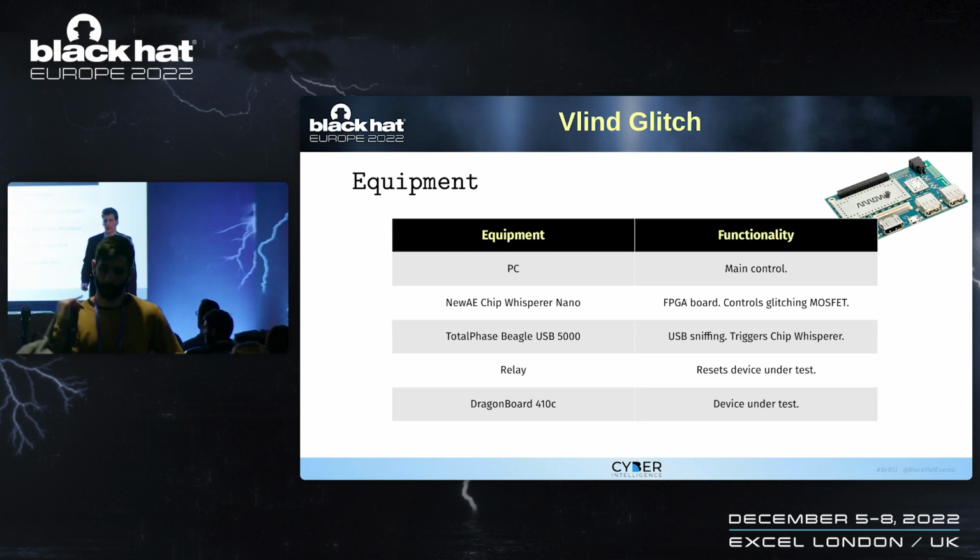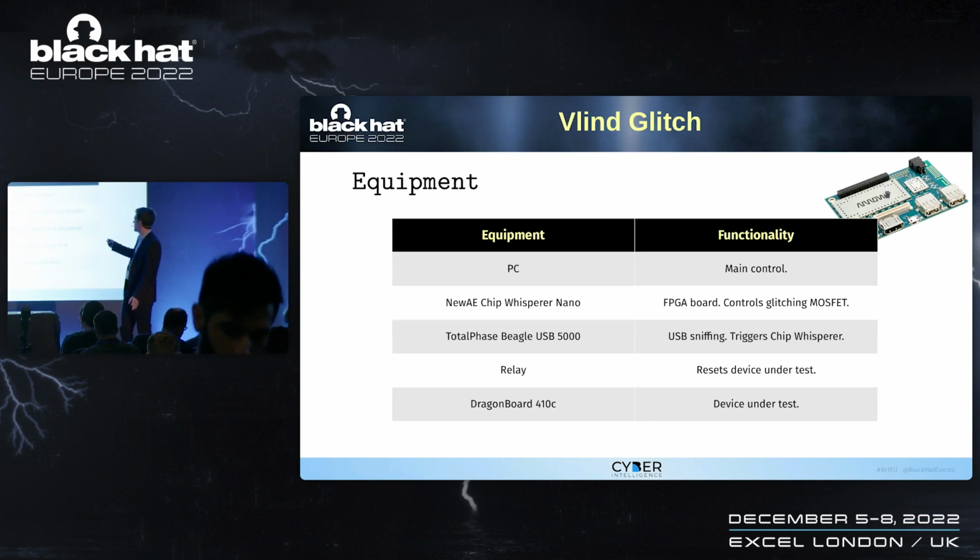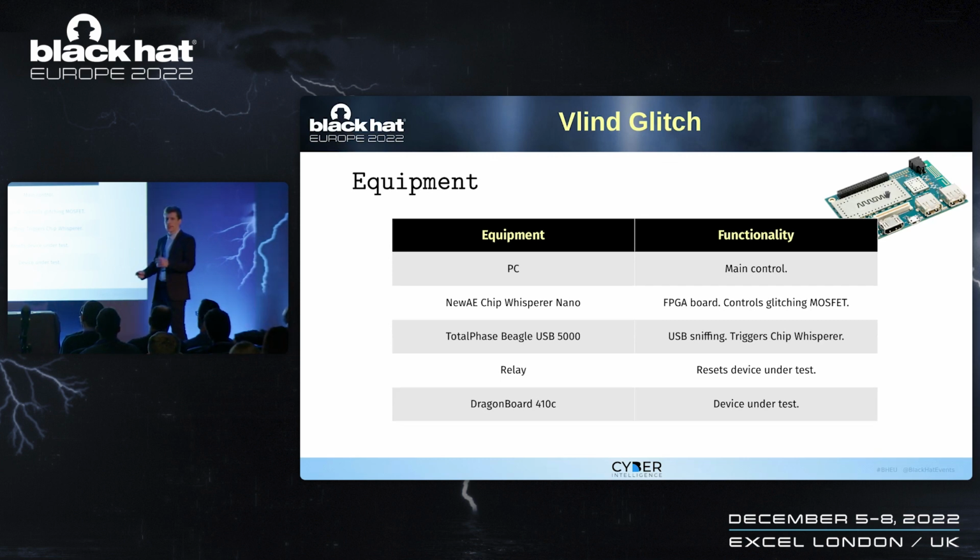Okay, so as Hector explained earlier, we have the PC, that's our main control. Then our FPGA, the one we're going to use to actually glitch the device, is the ChipWhisperer Nano. This is controlled by our PC, but it's going to be triggered by our USB sniffer, in this case the Beagle. And the way we reset the board is thanks to a relay. That relay is connected to the power supply of the board. With our PC, we activate the relay, cut power, and then restart the board. Very simple. Our device under test is the DragonBoard, as we have been talking.